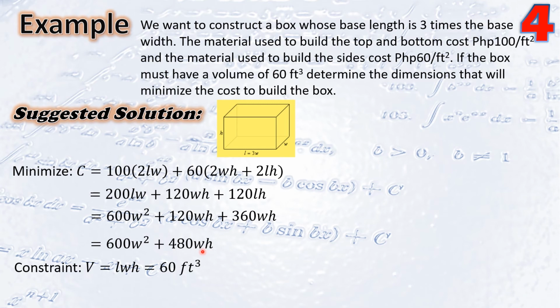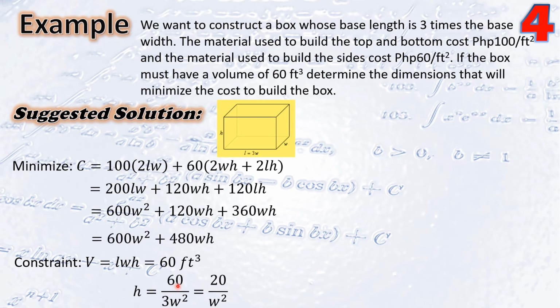Simplifying further, we have C is equal to 600 W squared plus 480 WH. Also, from the given information, our constraint is that the volume must be 60 cubic feet. So from here, length times width times height is equal to 60 cubic feet, and we will get an equation for H in terms of W. So we have H is equal to 60 over LW. Substituting L is equal to 3W, we have 3W squared in the denominator. 60 over 3 is 20, so we have H is equal to 20 over W squared.